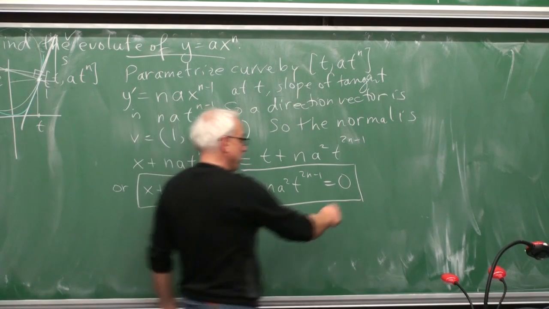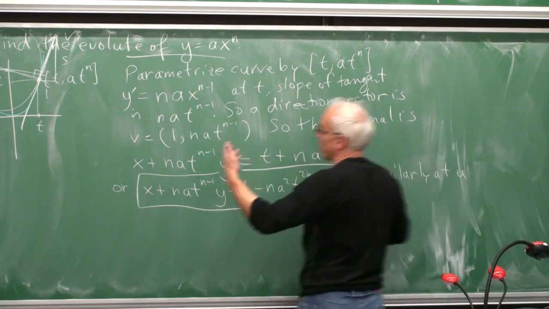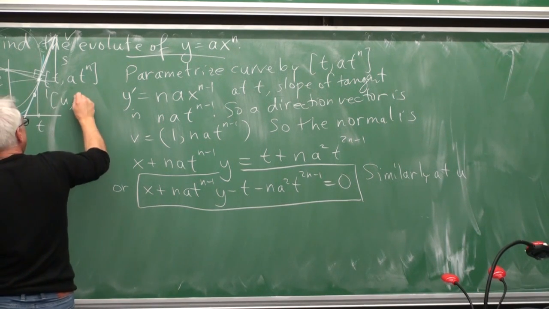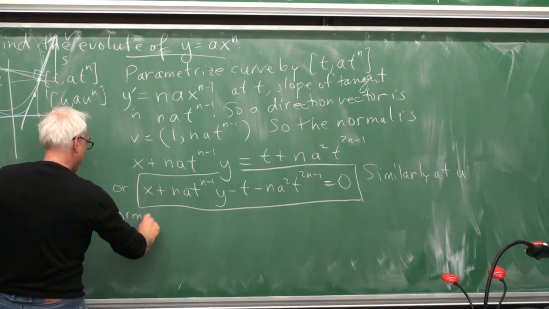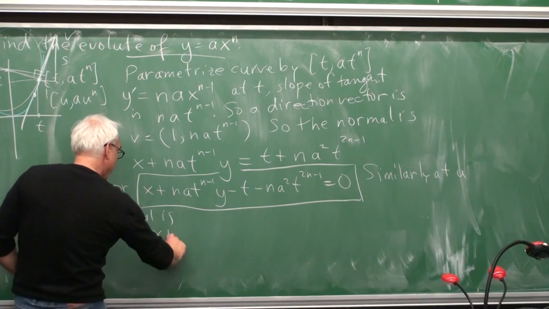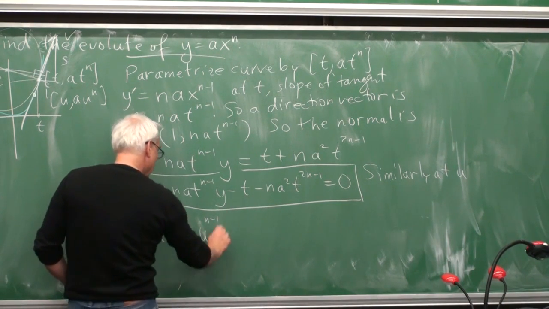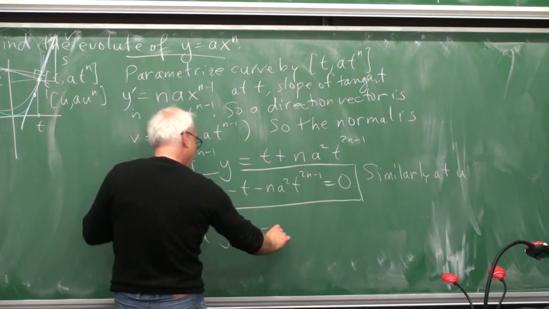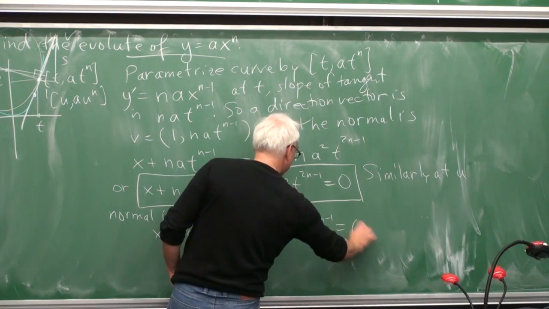So similarly, at point u, so another parameter on the curve, let's say u here, so that'll be u and a u to the n. Similarly at u, the normal is exactly the same thing with t's replaced with u's. So u to the n minus 1 times y minus u minus na squared u to the n minus 1 equals 0.